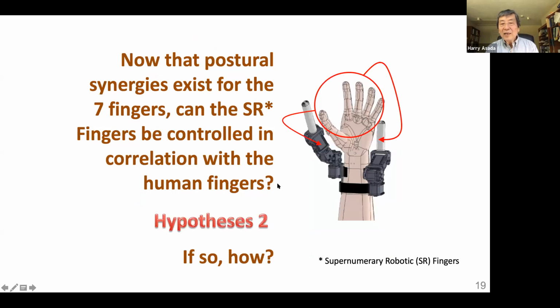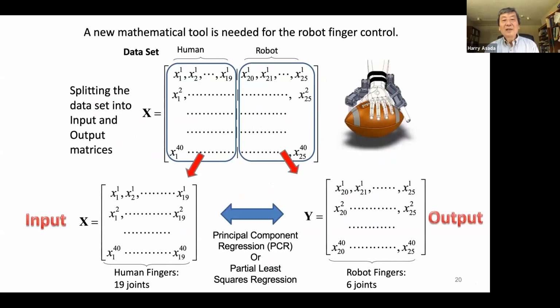Now, what we would like to do is not just find the synergy among the 5 fingers, but control these 2 fingers. So we apply principal component regression. Based on the 5 fingers' data, we want to predict these 2 robotic fingers' postures. How do we really do that? Here we use different data matrices, with the input space and output space separated. The input space is 19-dimensional, and the output is 6-dimensional.